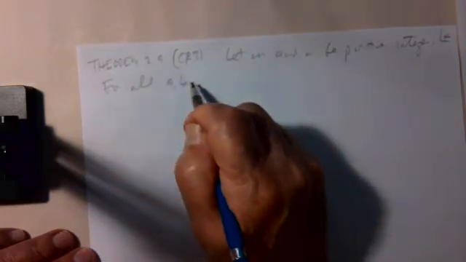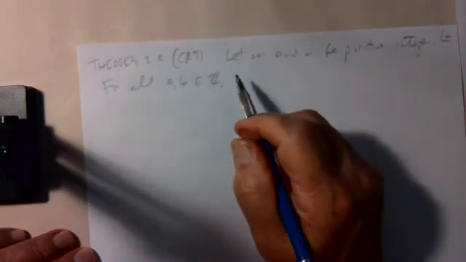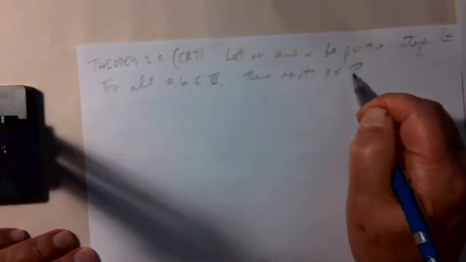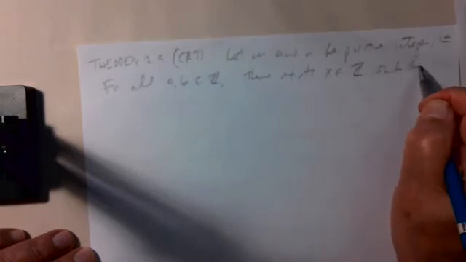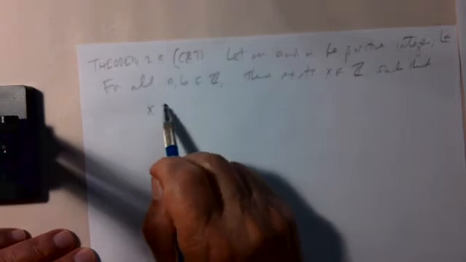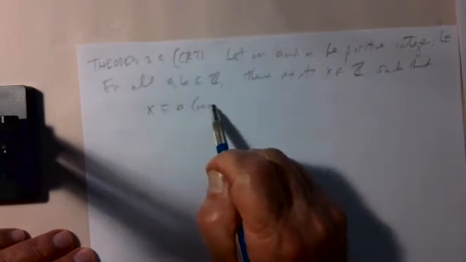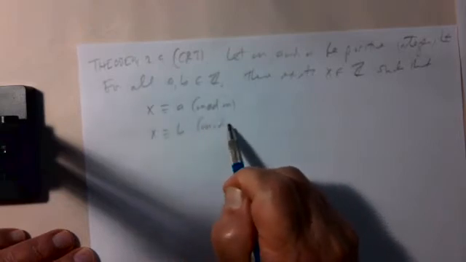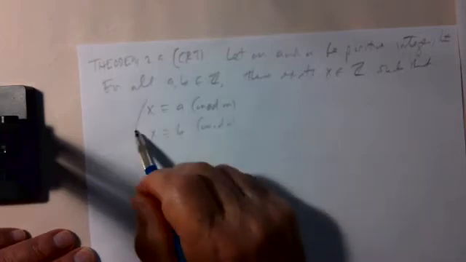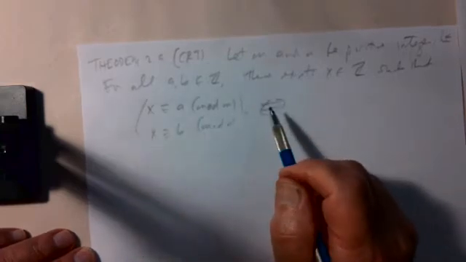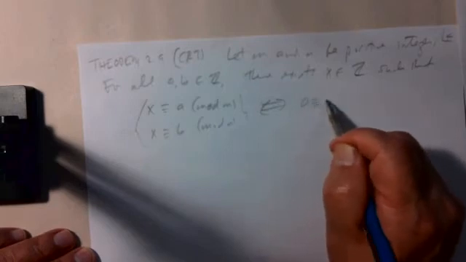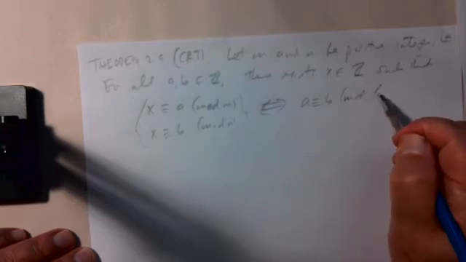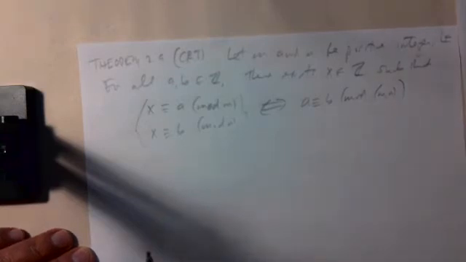For all integers a and b, there's an integer x such that x is simultaneously congruent to a mod m and x is congruent to b mod n if and only if a and b are congruent to each other modulo the greatest common divisor of m and n.